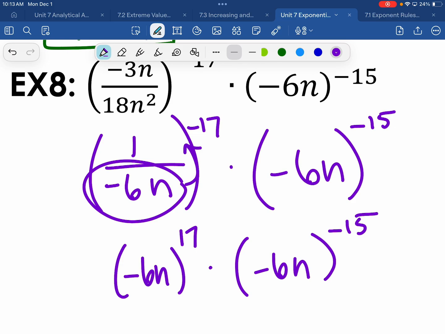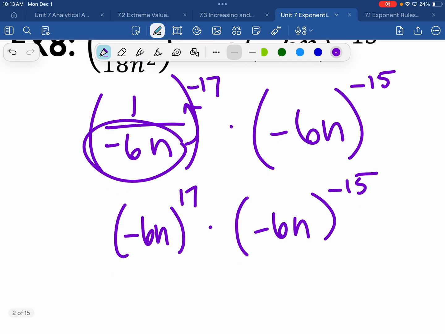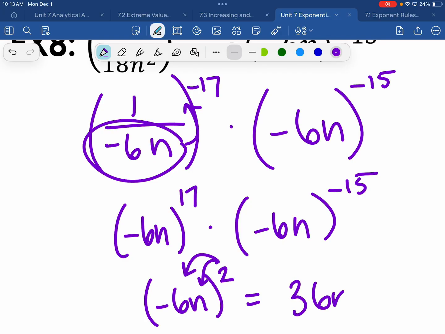So what can I do to my exponents when my bases are the same? Add them. Which is going to give you squared. And so now I'm going to square both these guys. So what's negative 6 squared? 36. And n squared is just n squared.